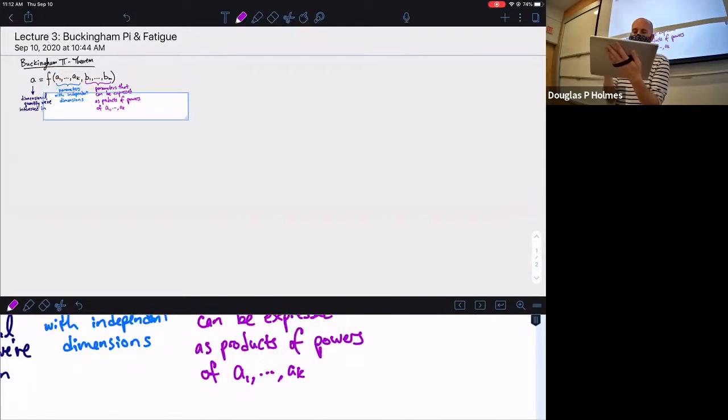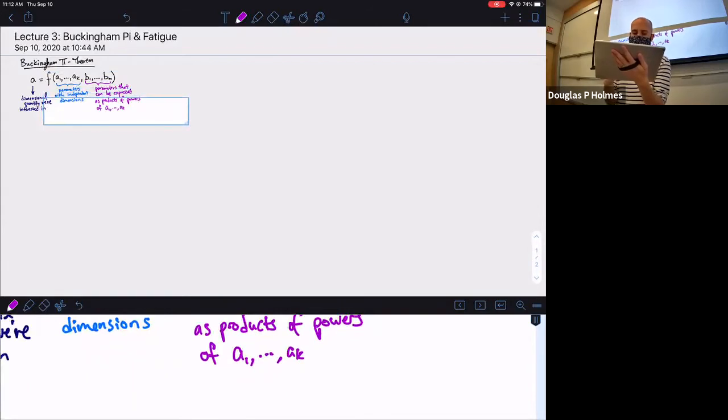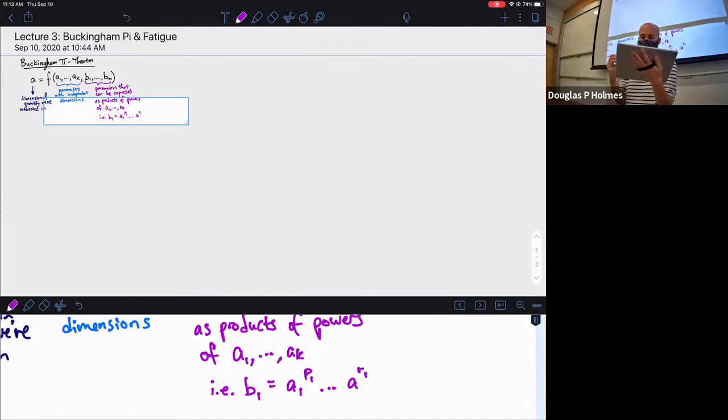This one's probably the most confusing to people. For instance, B1 might be able to be written as A1 to some power P1 times A2 to the power P2, times A3 to some power, and so on and so forth. These powers can be different too. Again, this is confusing, and what I'm going to do is show you what I mean through one of the examples we did a moment ago. Stick with me for a second and I'll make this clear momentarily.